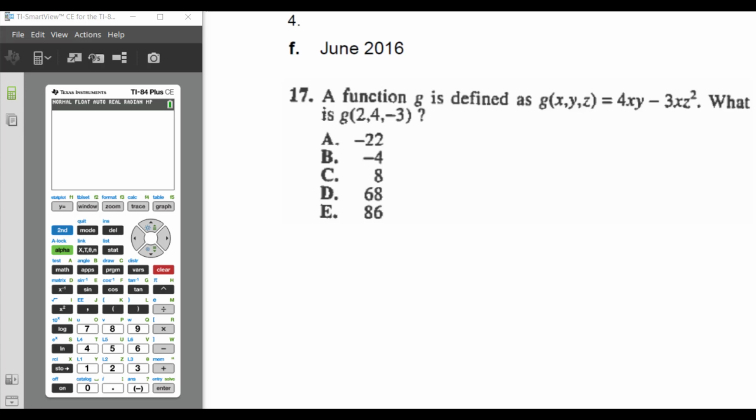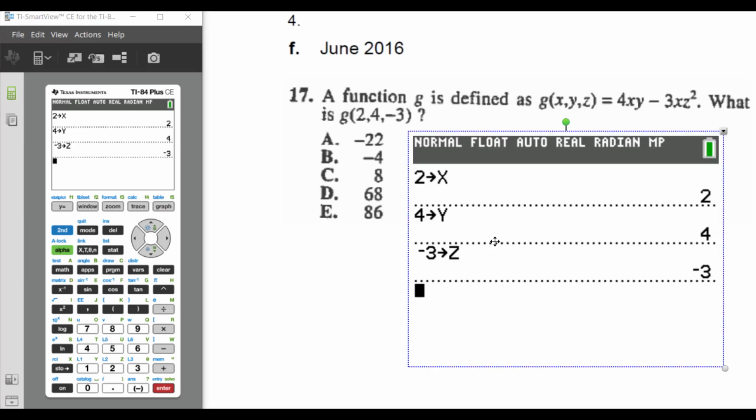Here is the solution for number 4. We need to evaluate a function at 3 variables, and we can't do that with this calculator, but we can get around it by storing the value 2 for x, 4 for y, negative 3 for z. So that's what I'm going to do. 2, the store key, then into variable x, enter. 4, store alpha 1 for the letter y, enter. And negative 3, store alpha 2 for the letter z, enter. Now, let me pull that screenshot off to show you that I did store those correctly.